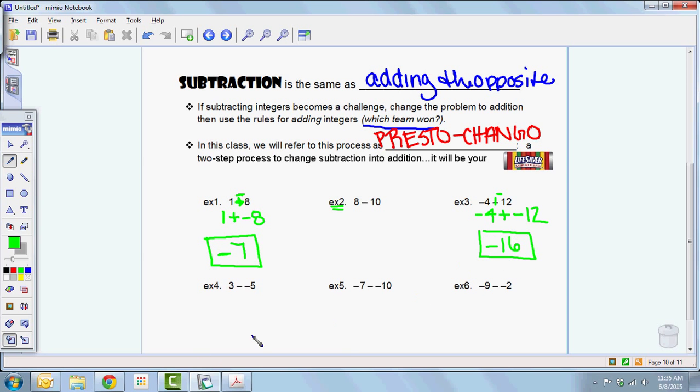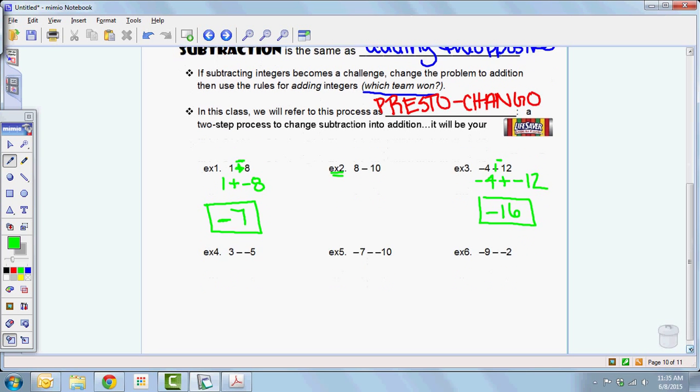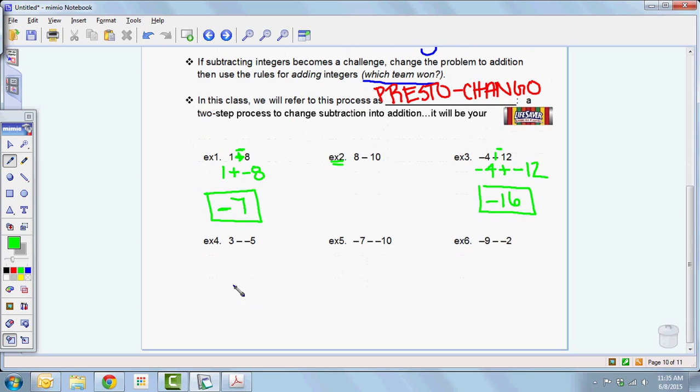Okay? Alright, now these down here are a little crazier because look, we have two negatives right next to each other. What this says is 3 minus a negative 5. So Presto Changeo, your lifesaver, is going to be very helpful whenever you see this. So I'm going to add the opposite. So really, what this says is 3 plus 5, which is a no-brainer, is just 8.